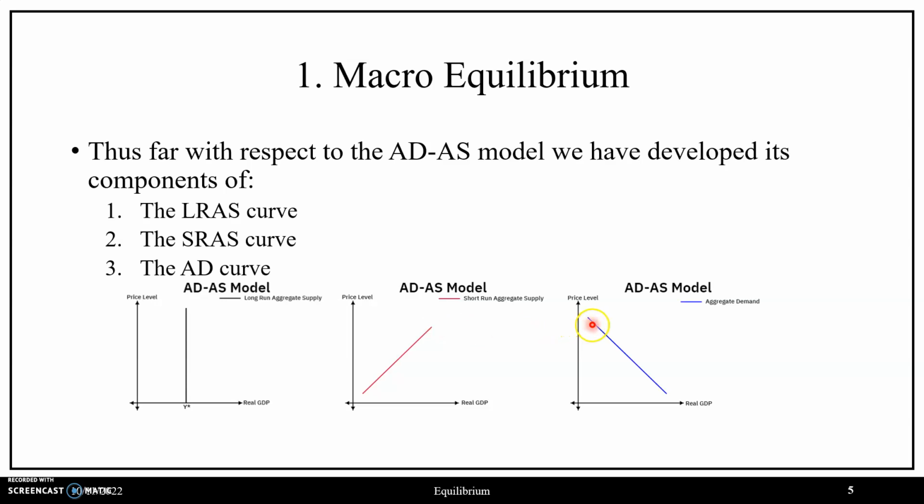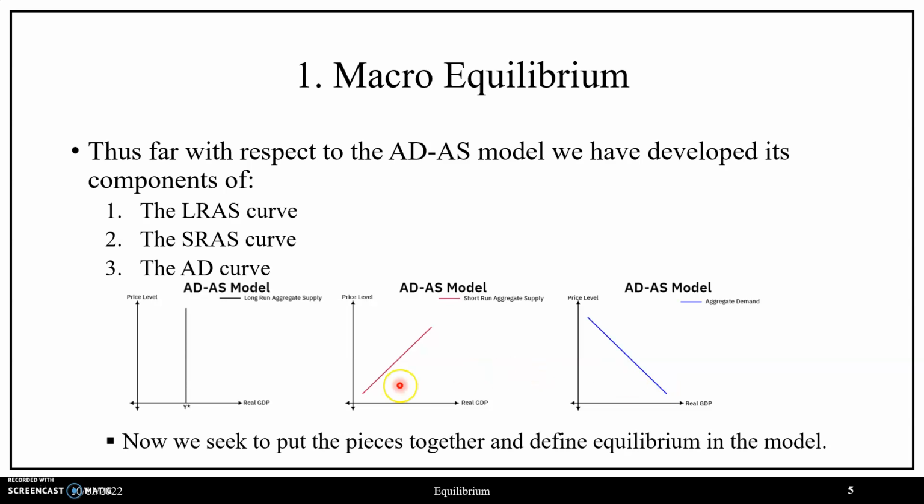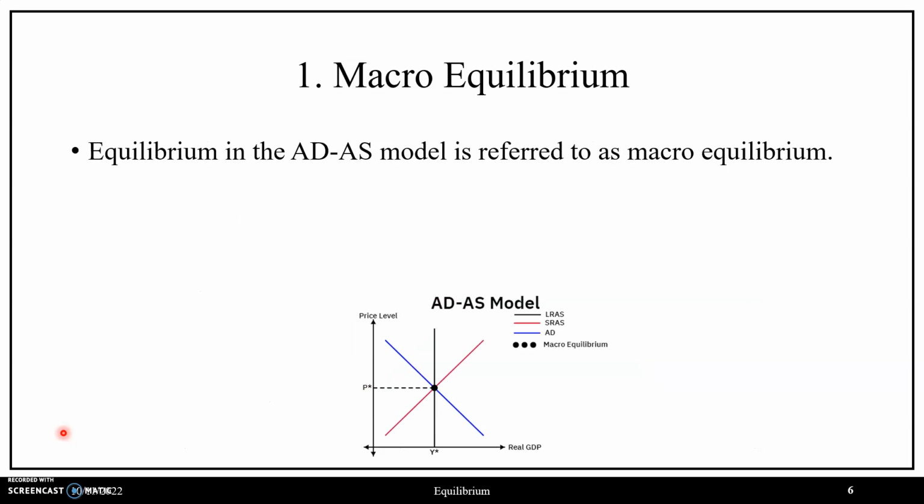And the aggregate demand curve represents consumer, firm, government, and foreign agent willingness and ability to demand real GDP in the economy, and it is downward sloping due to the real balance, interest rate, and foreign trade effects. Now, with all our components in place, we seek to piece them together and define the equilibrium concept in the model.